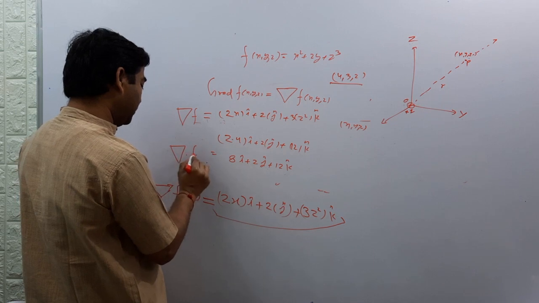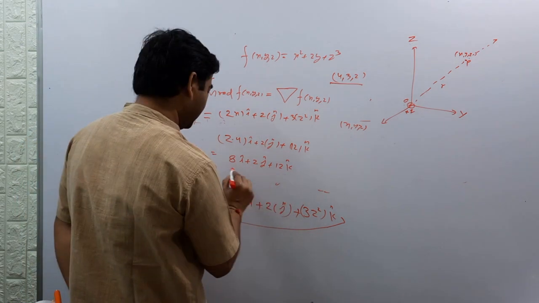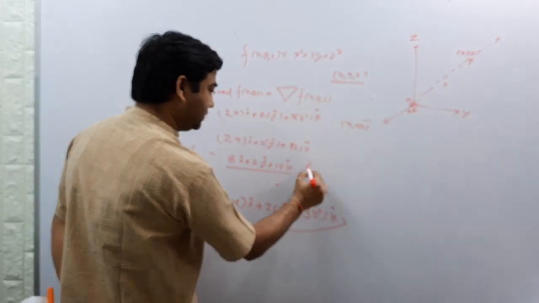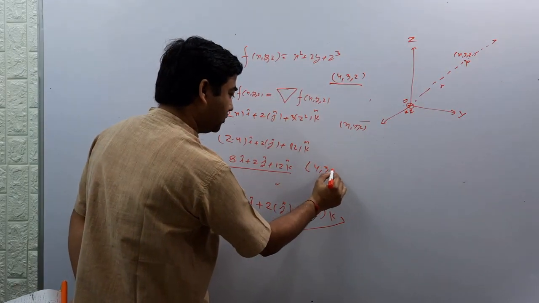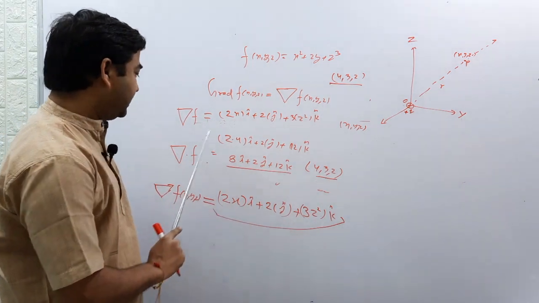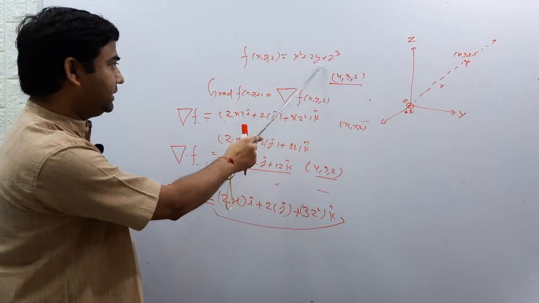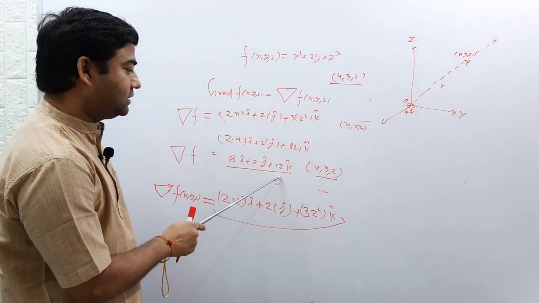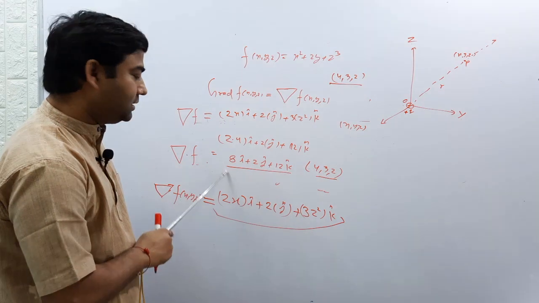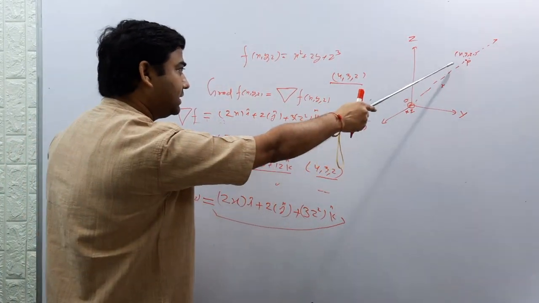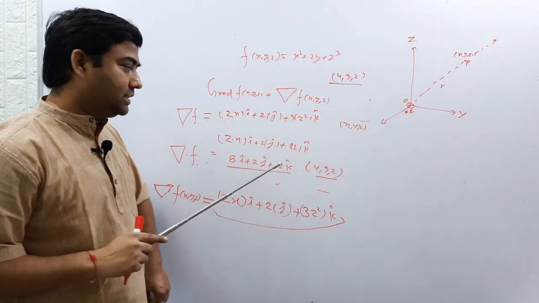That is gradient of function at point 4, 3, 2. At this point, gradient of this function is 8i plus 2j plus 12k, and this is a vector. You can represent this vector in three-dimensional space.